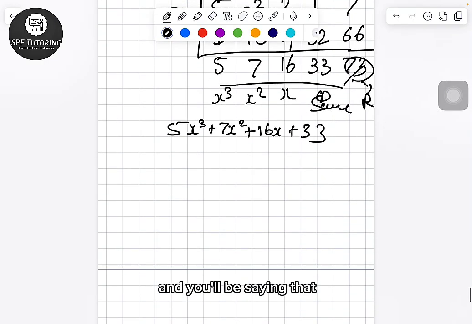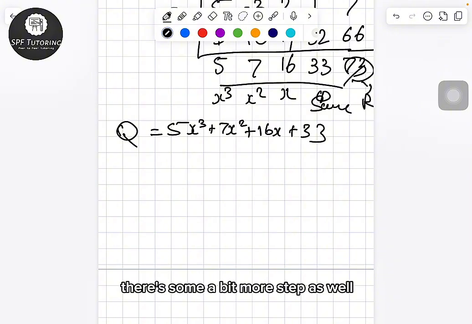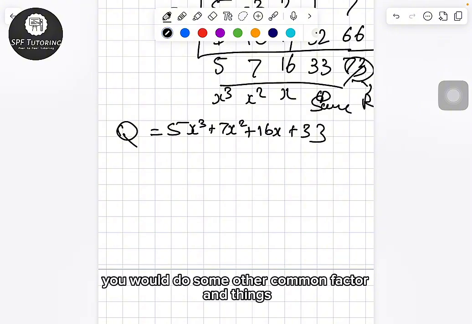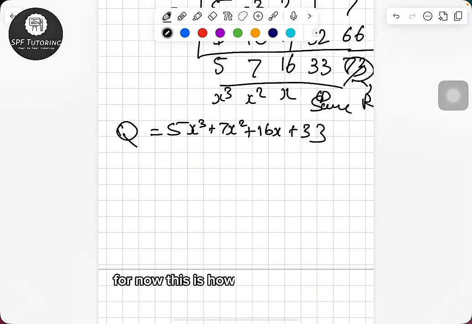And if you say that you don't know how to solve this further, then what you really do is just keep it. This is your answer. Simple as that. There are a bit more steps as well. You would do some other common factoring and things, but we'll talk about this in the next video. For now, this is how you do synthetic division.